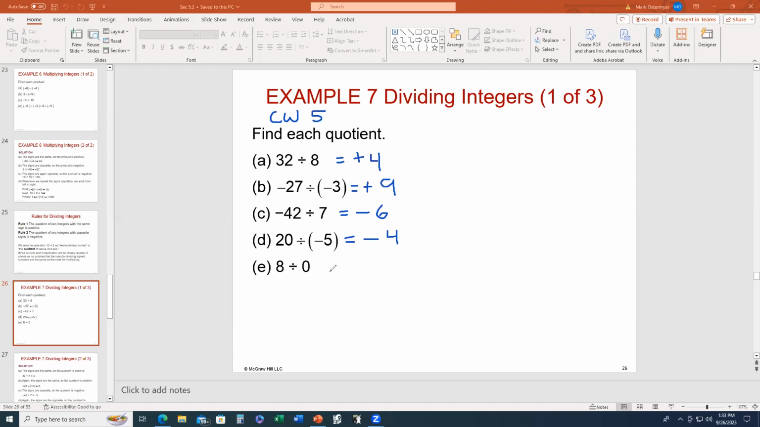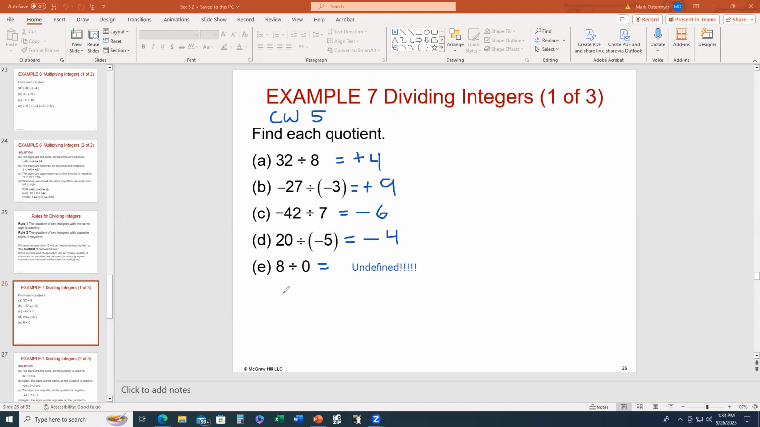Trick question. 8 divided by 0 is not 0. Not 8. It's not possible. It's undefined. Anything divided by 0 is called what? Undefined. You can never divide anything by 0. Can you divide something by 0 and have something that's defined?